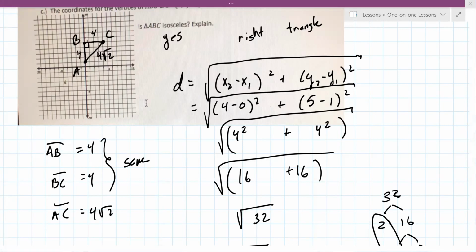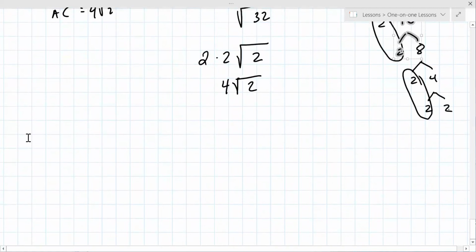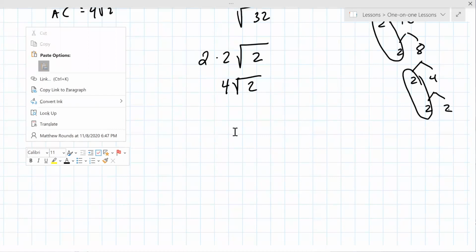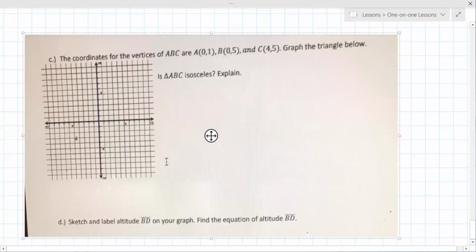Okay, sketch and label altitude BD on your graph, then find the equation of altitude BD. So I'm going to actually grab the picture again because it's got a lot of distracting lines and equations and stuff on there. We want to have something fresh and clean to work on here. So I'm going to graph the points again. There's A, there's B, there's C. So this time they want this line right here.